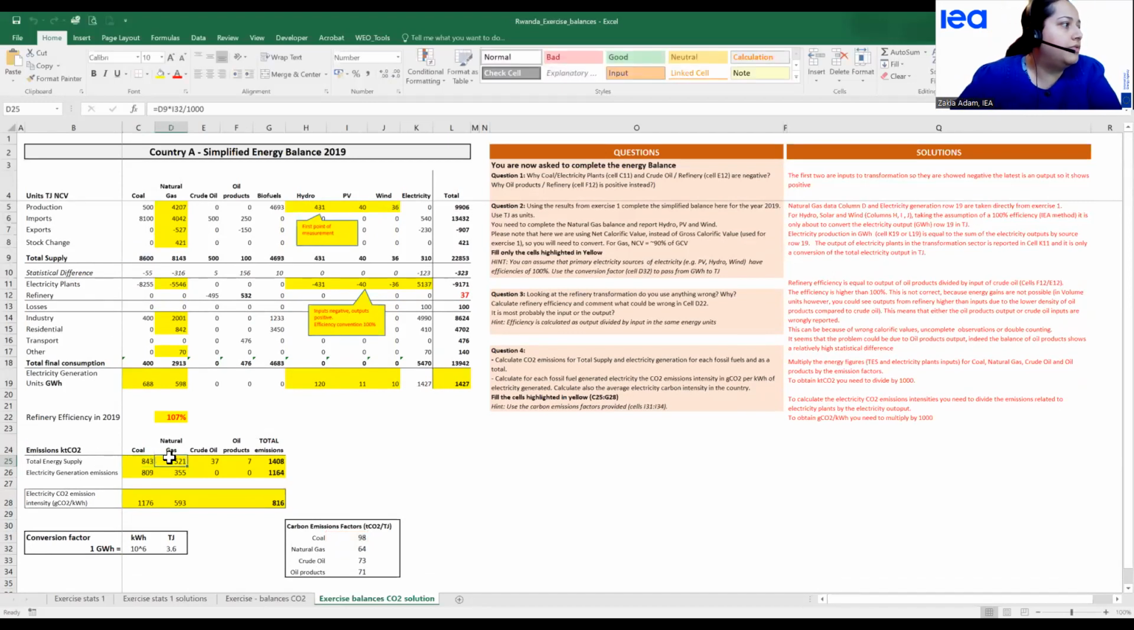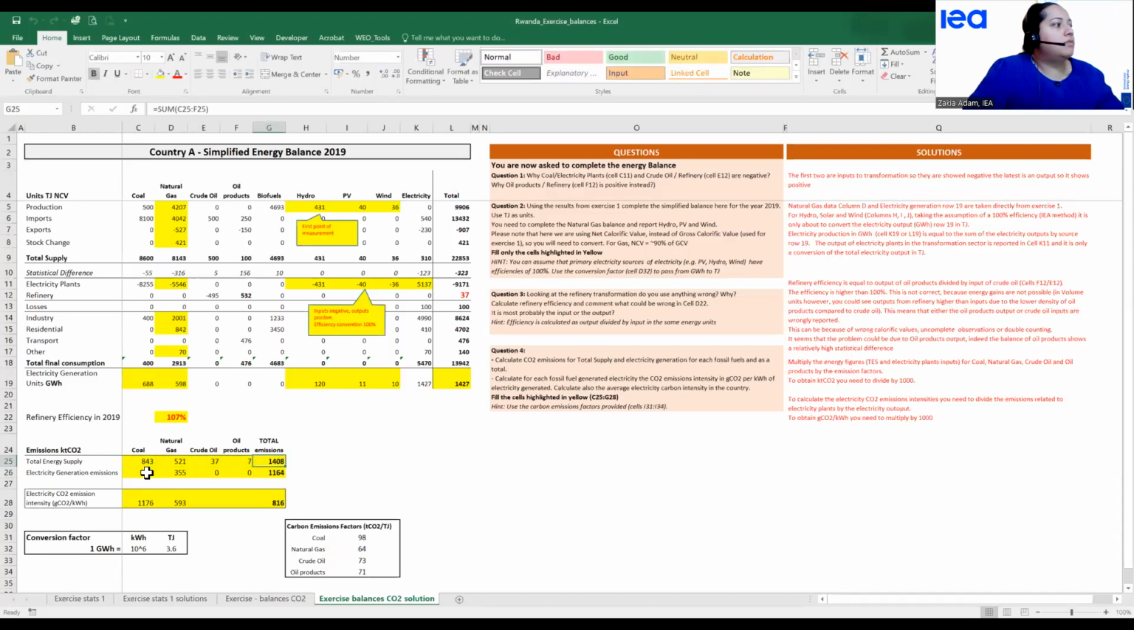You do the same for natural gas. You take your total supply of natural gas, you multiply by your natural gas carbon intensity, and you divide by 1000. Same for crude oil, same for oil products. And the total is the sum of the different fuels.